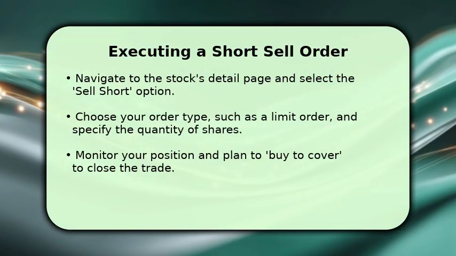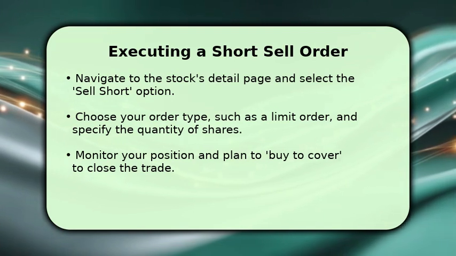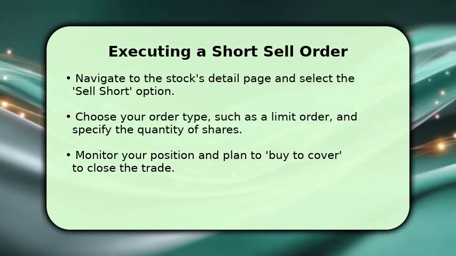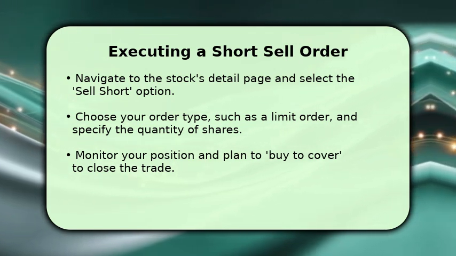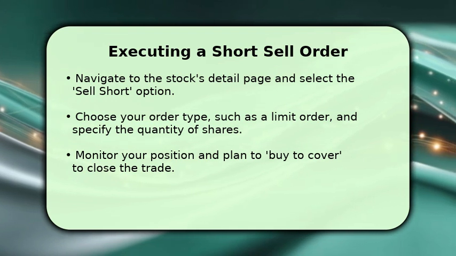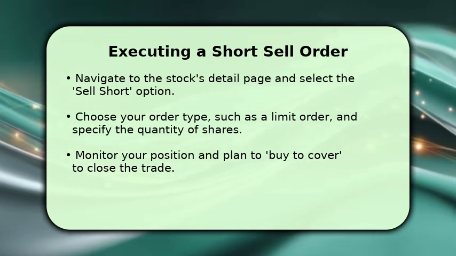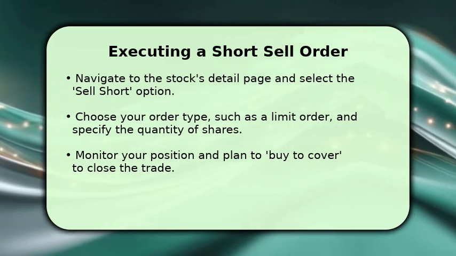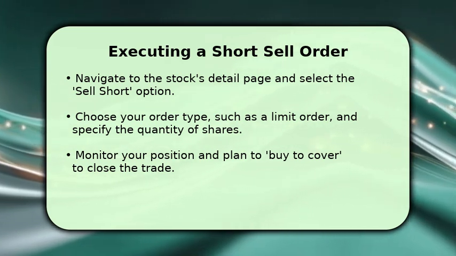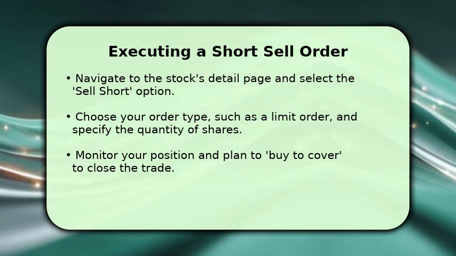Once your account is set up and you've identified a shortable stock, executing a short sell order is straightforward. Go to the stock's detail page and tap the trade button. Instead of buy, you'll select sell short as your order type. It's often recommended to use a limit order to control your entry price. Enter the number of shares you wish to short and submit your order.